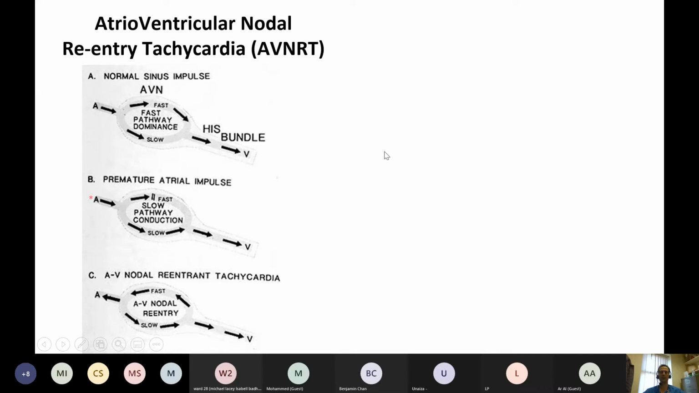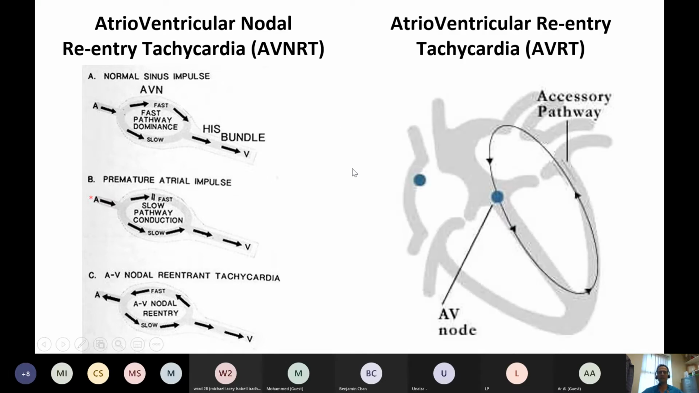Now, the other common condition which gets confused with it, can anybody tell me what it is? What's the other common cause of a narrow complex tachycardia that gets confused with an AVNRT? I'm sure you're all typing atrioventricular reentry tachycardia, or AVRT. So the lack of an N in the name makes all the difference here.